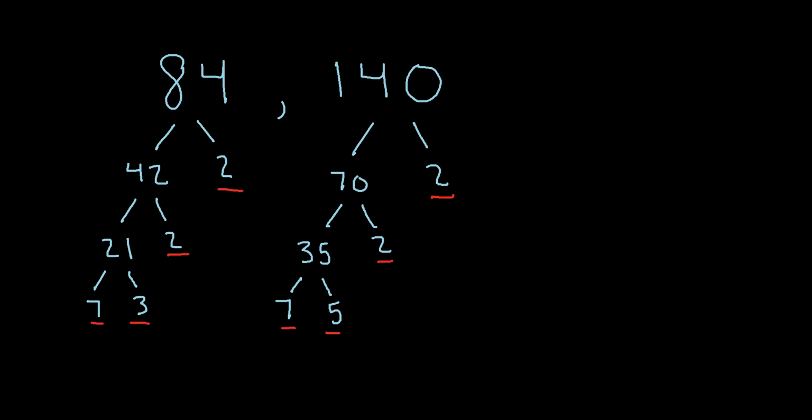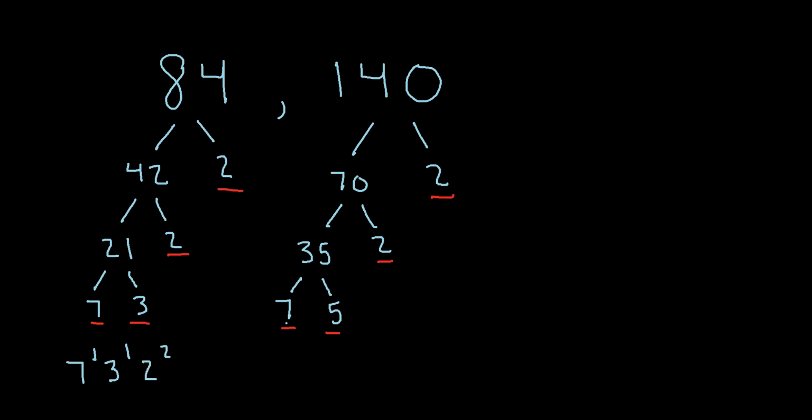The next step is we want to write each of these prime values in exponential notation. So the way that we do that is, if we have a 7 right here, it only occurs one time. So we'll say 7 to the first. Notice that the 3 only occurs one time as well, so we'll write 3 to the first. But the 2 occurs twice, so we can say 2 squared.